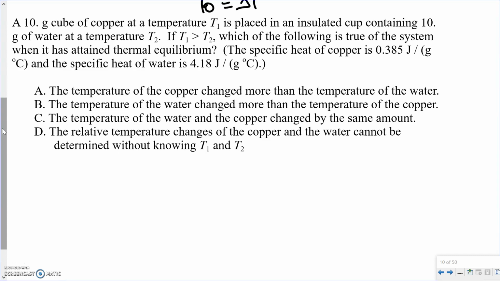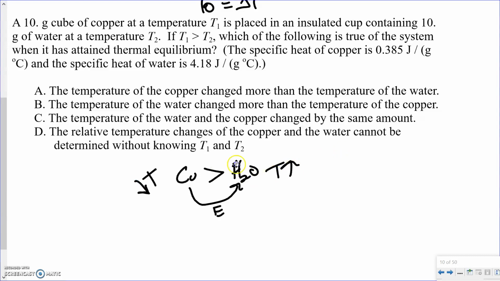So let's break this down. First off, T1 is greater than T2. That means the temperature of the copper is going to be higher than the temperature of the water. So copper is going to have a higher temperature than water. That means energy is going to transfer from the copper to the water, meaning copper's temperature is going to decrease and water's temperature is going to increase until these two temperatures are equal to each other. Okay, so what all does that exactly mean?